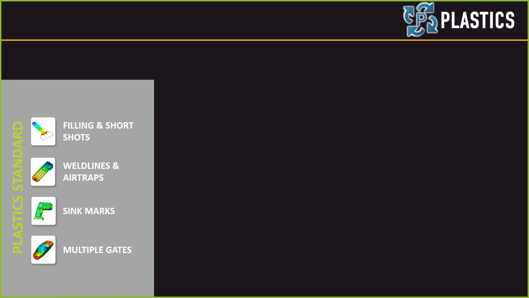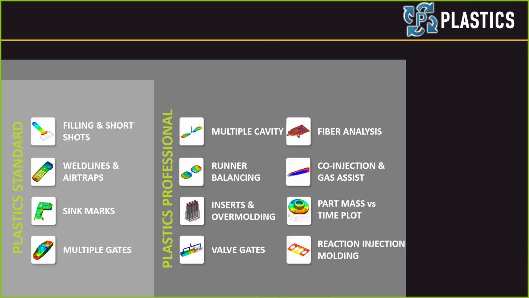Will my part fill? Where are there weld lines? And where will there be air traps? We can work with multiple gate locations in Plastics Standard, but it only works on a single body part. So if you wanted to start doing additional cavities or things like that, that's when we work into Plastics Professional.